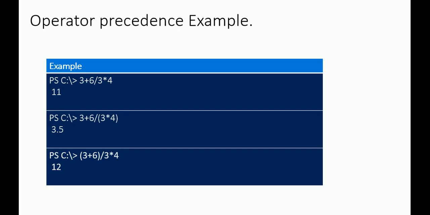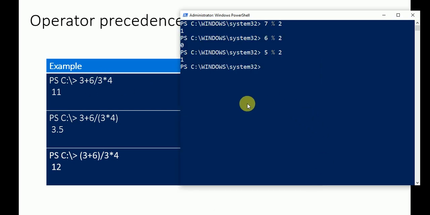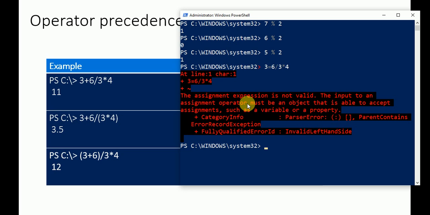Now let's understand an example of how we can use operator precedence. Here is the example: when we write 3 plus 6 divide 3 multiply 4, what will be the output? Let's type this, 3 plus 6 and divide by 3 and multiplication by 4. The output is 11. Why is the output 11?